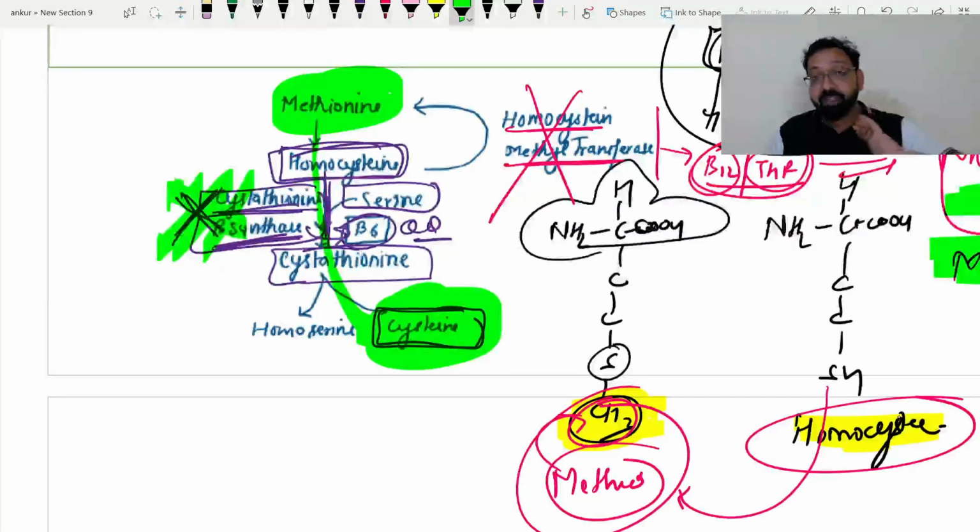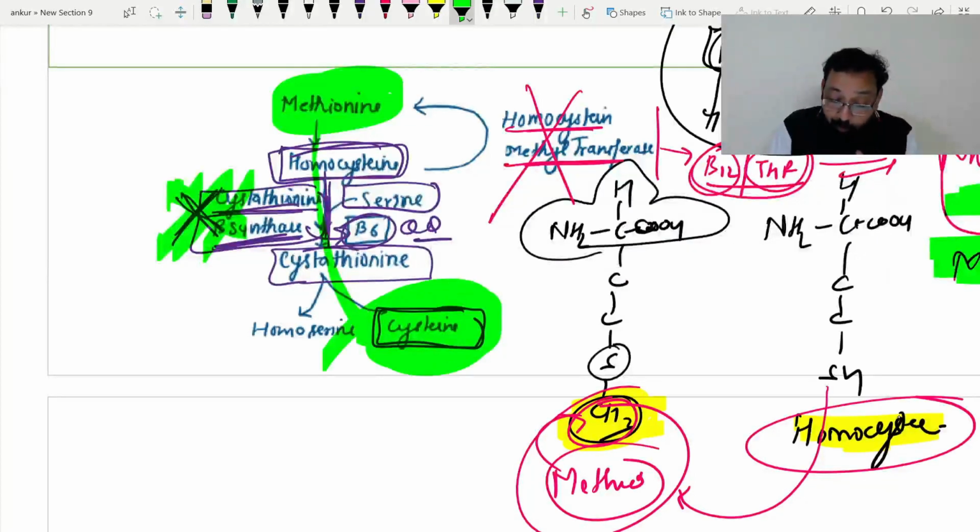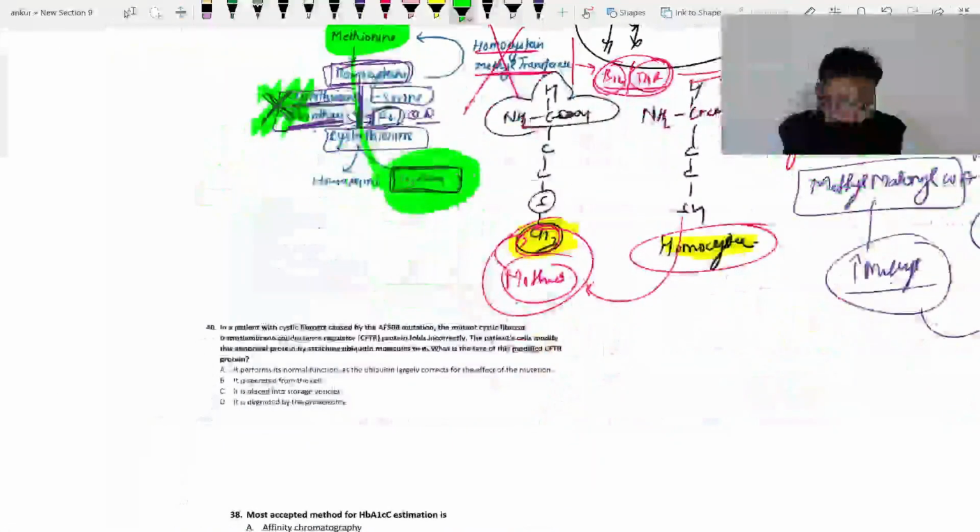This question was asked in INICET recently: which compound you will give in the treatment? The relevant option given was cysteine. The answer was cysteine. Got the point?